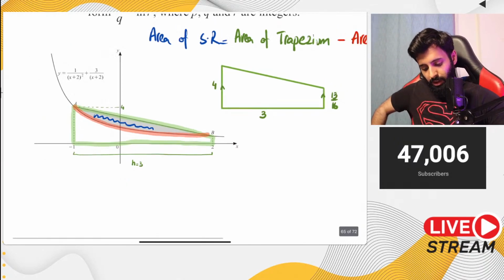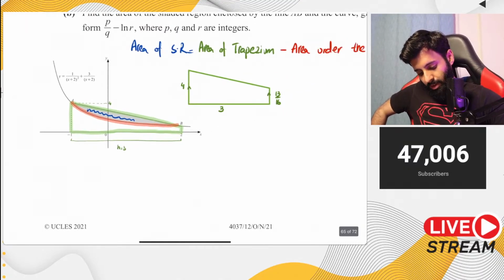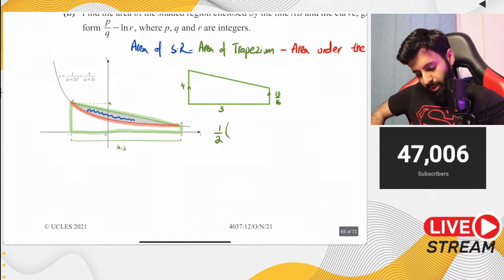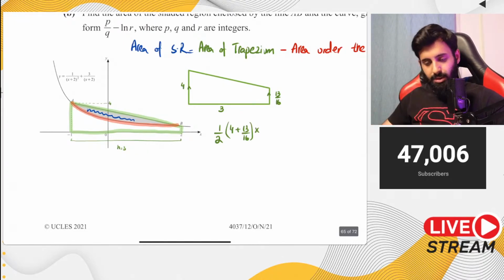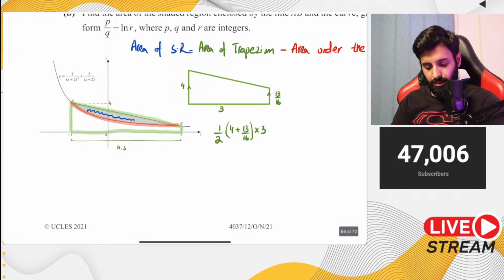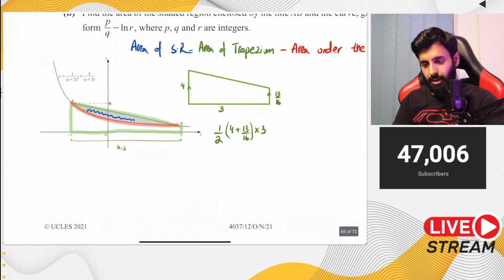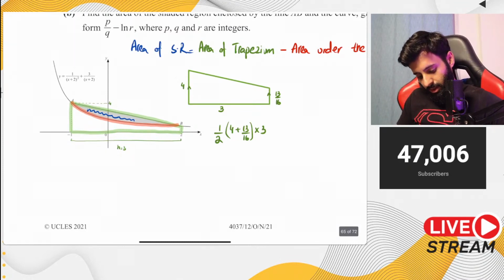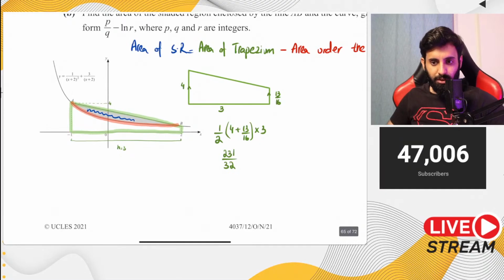Okay, now let's find out the area of the trapezium. Half into the sum of parallel lengths, which means 4 plus 13 upon 16, multiplied by the height, which is equal to 3. So let's see, what do we get? 1 upon 2 into 4 plus 13 upon 16, multiplied by the height, which is equal to 3. So what we have is this, 231 upon 32. Okay, so what's that? That's the area of the trapezium.